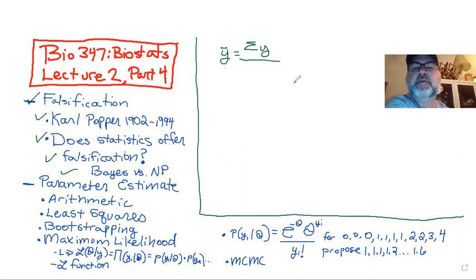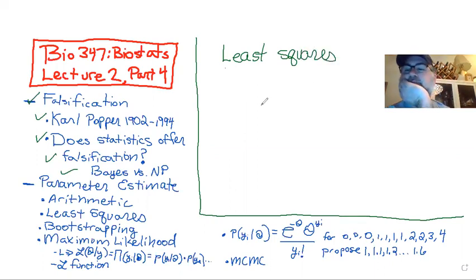Other ways to estimate parameters. Another one, I should say, is least squares. One of the most frequently calculated numbers you'll do is a square.